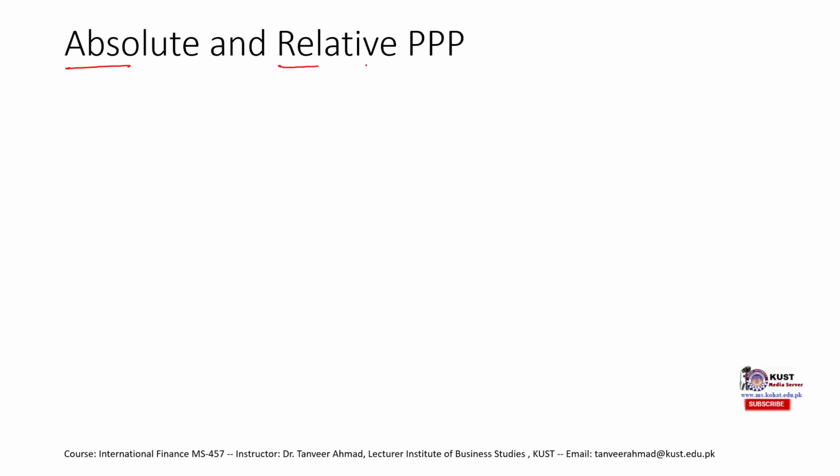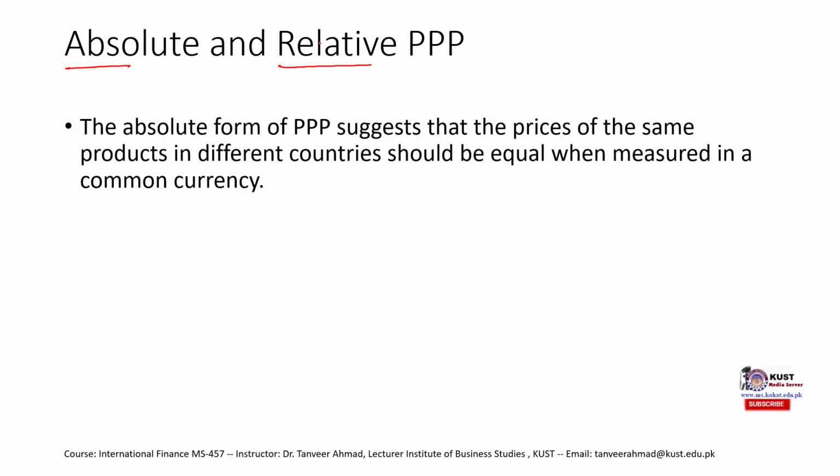This theory is divided into two different forms. One is the absolute form. The absolute form of purchasing power parity suggests that the prices of the same product in different countries will be equal when measured in a common currency.